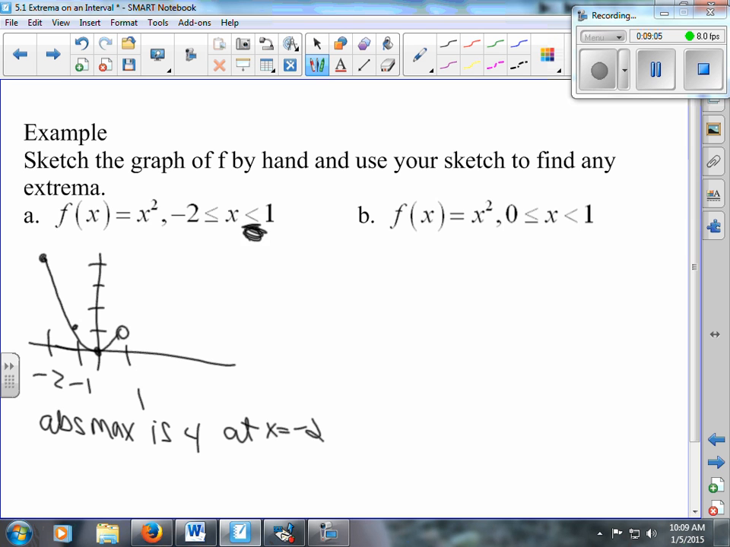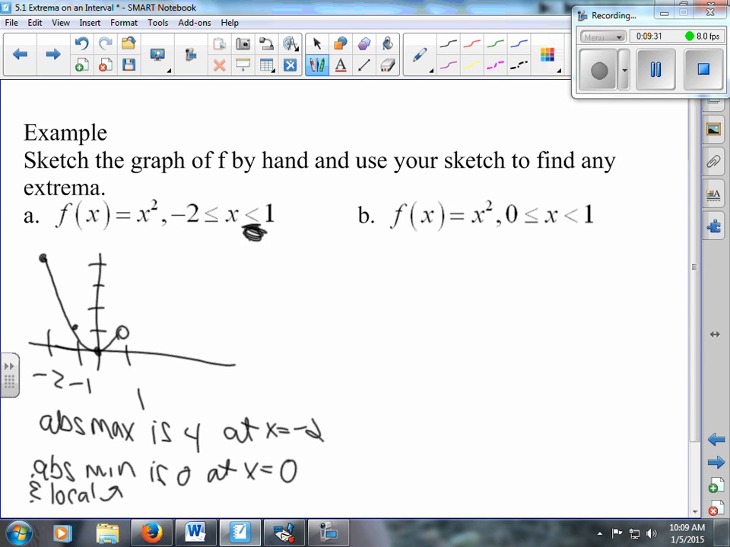So that's a very significant detail to be sure to keep track of. The maxes and mins are y values. They occur at x values. I have an absolute min of 0 at x equals 0, and it's also a local min. And that's it.